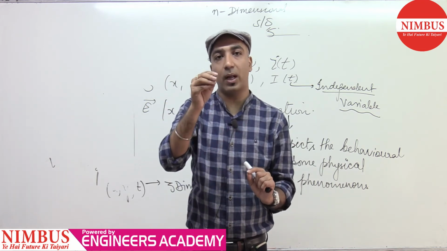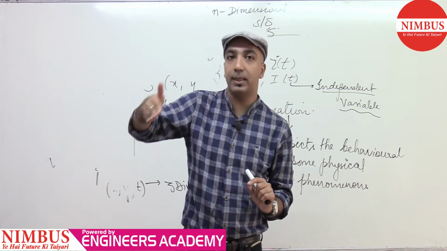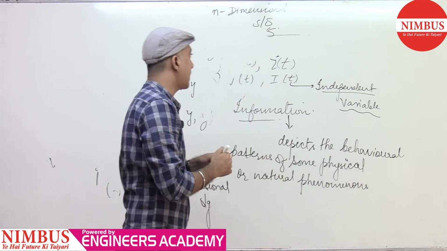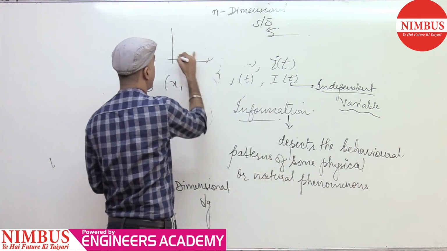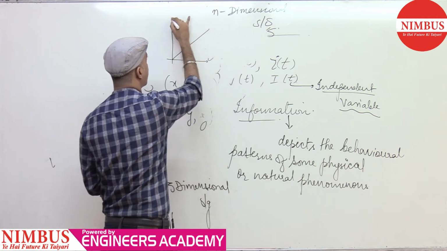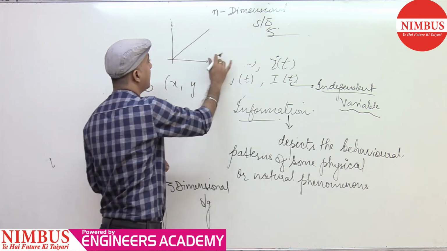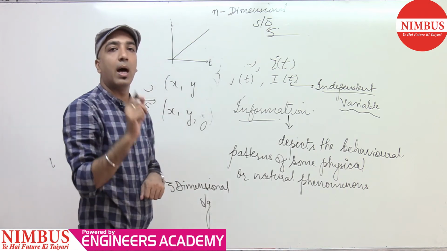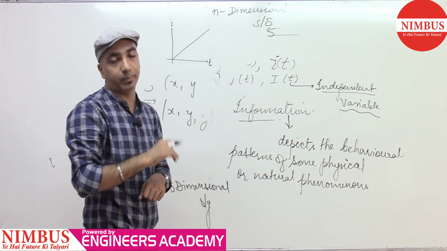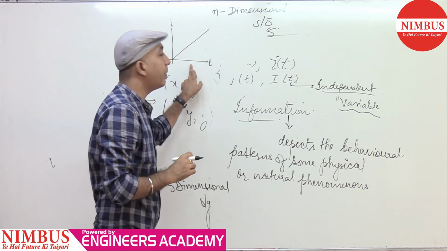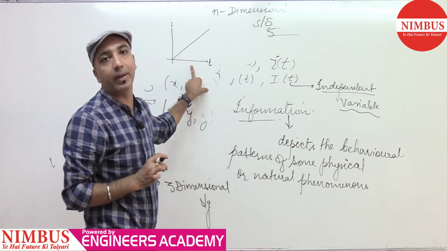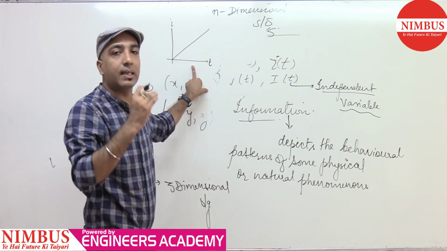If the voltage or current is coming in this fashion, it is linearly rising. If this is the current, linearly rising with time, I would name this variation as a ramp variation. This is a ramp variation. We will discuss it later also.